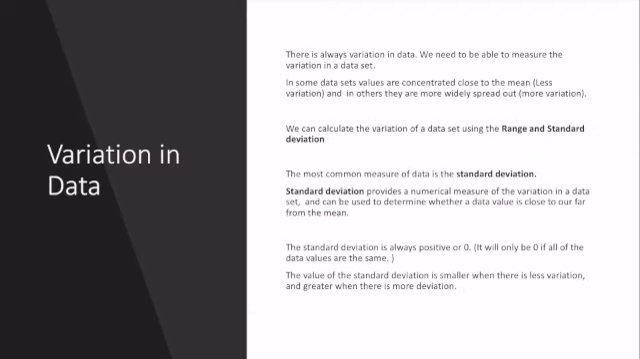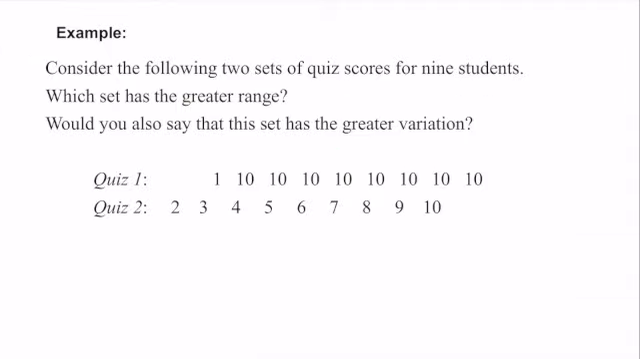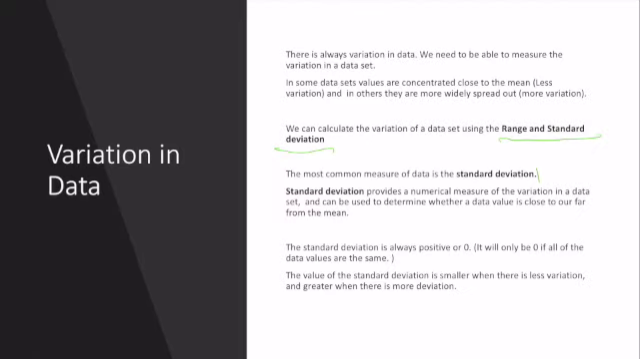There's always variation in data, and we need to measure how much a set varies, and we do that using range and standard deviation. Standard deviation is the most common measure because it provides a numerical measure of the variation. Note the standard deviation is always positive or zero. It will only be zero if all the data values are the same. And the value of a standard deviation is smaller when there is less deviation and greater when there is more deviation. We're going to be working with this for a little bit.